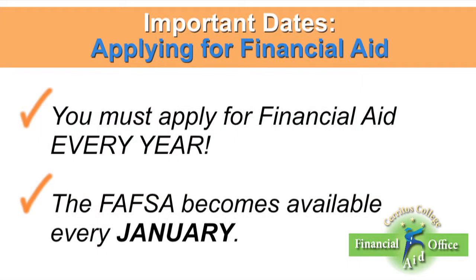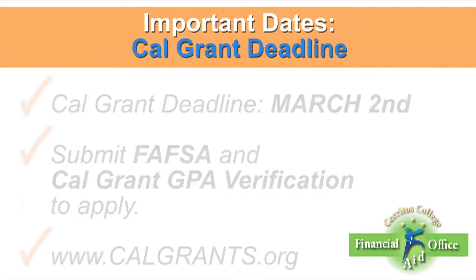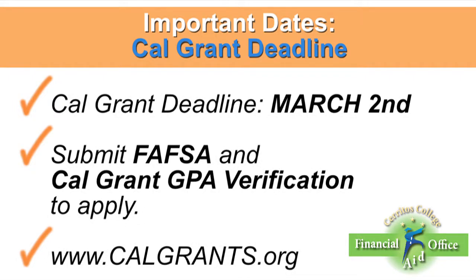Now that you know the 4 steps to applying for financial aid here at Cerritos College, I want to mention some important dates. You must apply for financial aid each year. The FAFSA becomes available every January. Another important deadline to mention is the Cal Grant deadline, which is March 2nd. You must submit a FAFSA and a Cal Grant GPA verification to apply. Go to www.calgrants.org for more information.